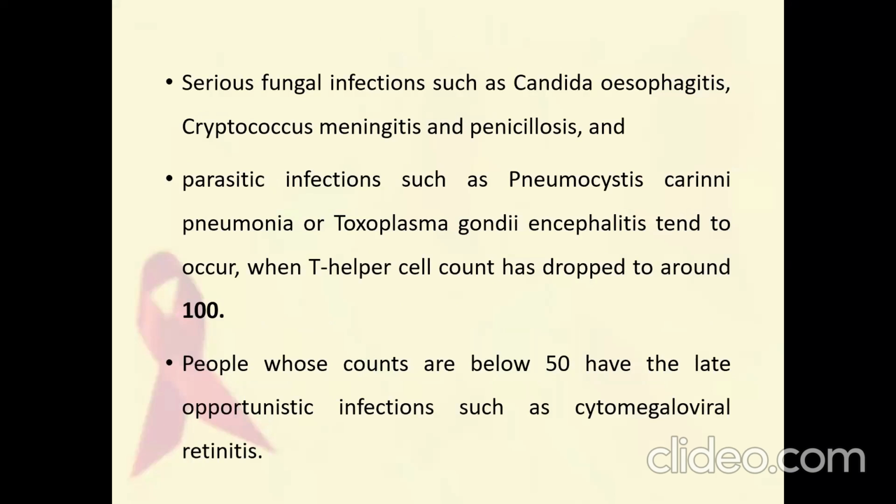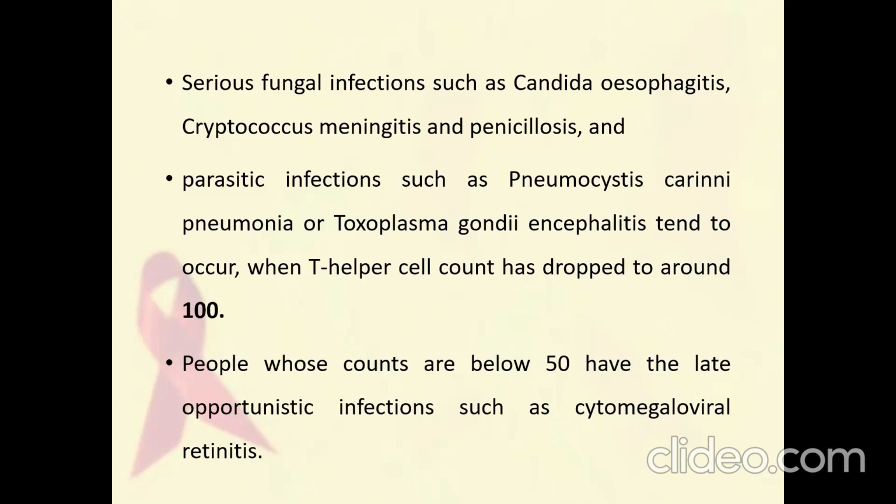Even serious fungal infections such as Candida esophagitis, Cryptococcus meningitis, penicillosis, parasitic infections such as Pneumocystis carinii pneumonia, or Toxoplasma gondii encephalitis. This tends to occur when the T helper cell count has dropped to around 100. People whose counts are below 50 have the late opportunistic infections such as cytomegalovirus retinitis.